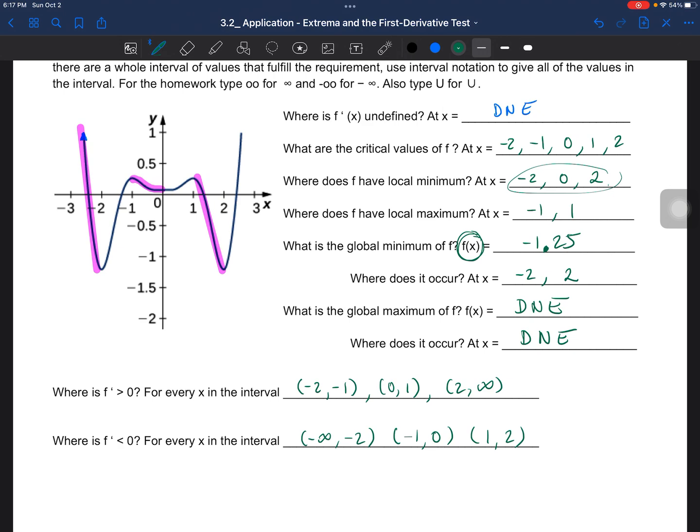Also, we want to make sure that we say that this is a union instead of a comma. Okay, right? We unite these intervals.